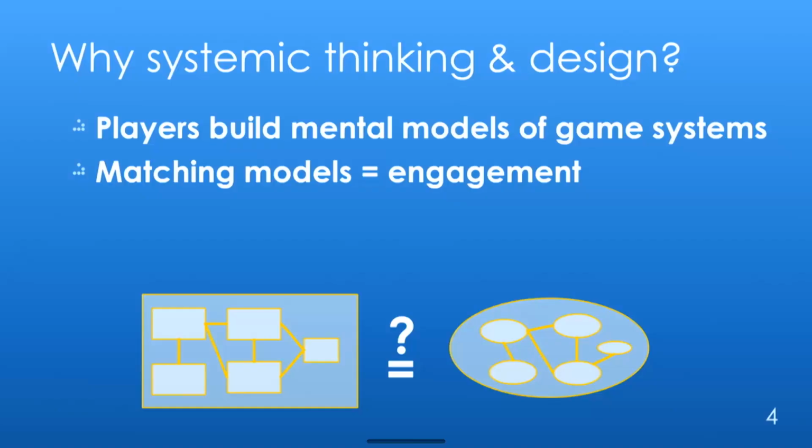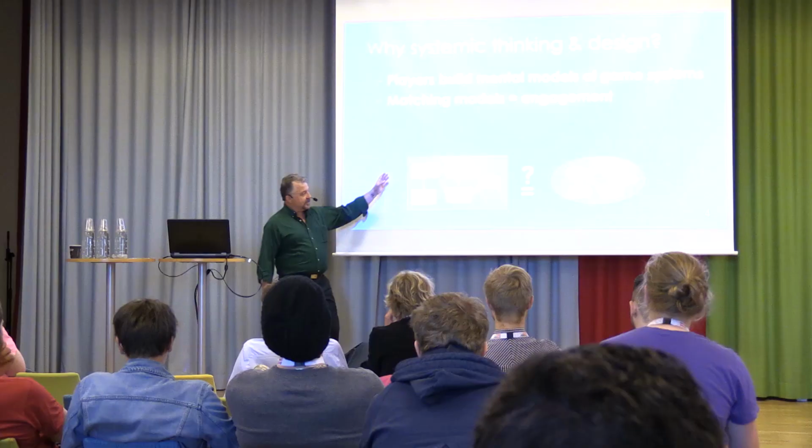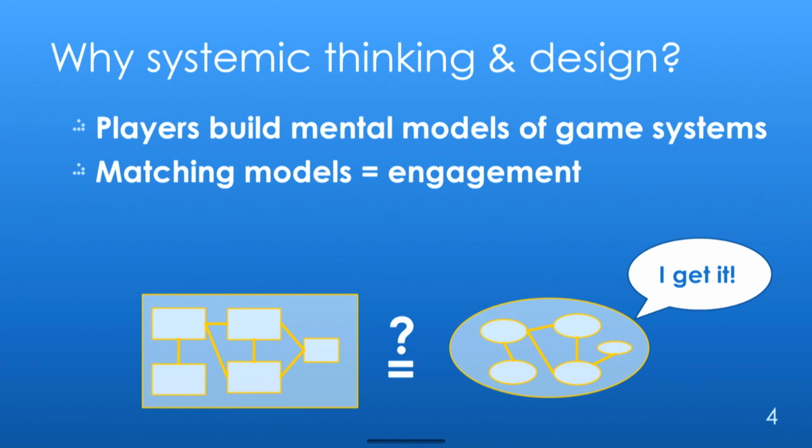So one of the ways to approach this is to understand that essentially games are systems and that games have systems within them. And as players play a game, they encounter the system that's in the game and then they build a mental model of it in their head. And if that mental model mostly matches, you'll notice these don't exactly match, but that's okay, if they mostly match, they go, oh, I get it. I understand what's going on here. And that's the beginning of engagement. That's the beginning of fun. And you can build on that and people will play the game for a long time.